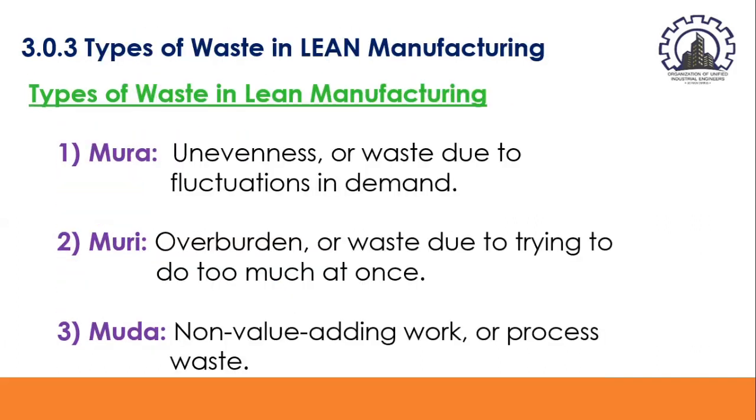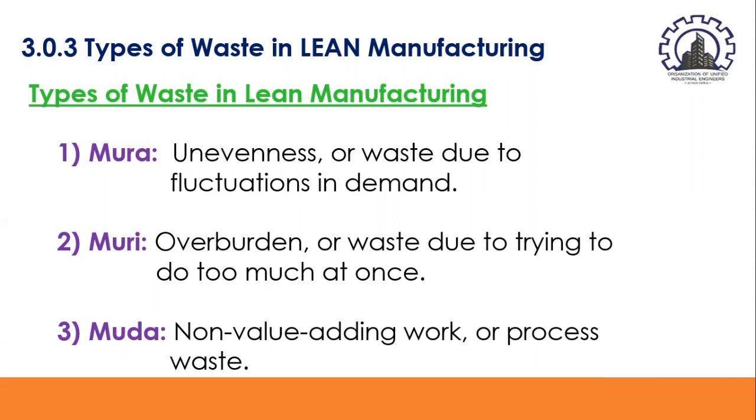Now, in order for us to better understand each of them, let us discuss them one by one, starting with mura. So what do we mean by mura then? If we say mura, it means unevenness or waste due to fluctuations in demand. This can come from customer requests, but it can also be due to an organization adding new services and thus additional work. So that makes your process uneven.